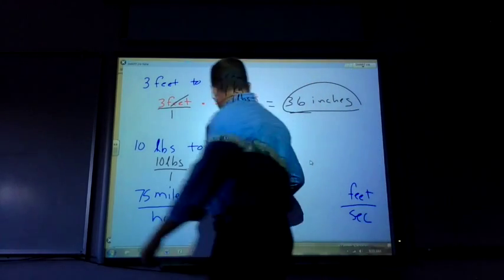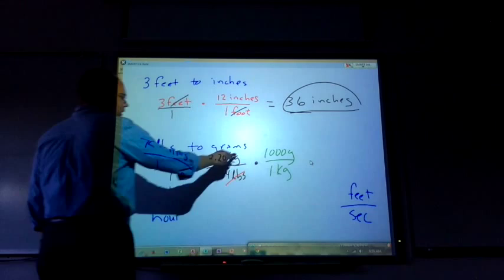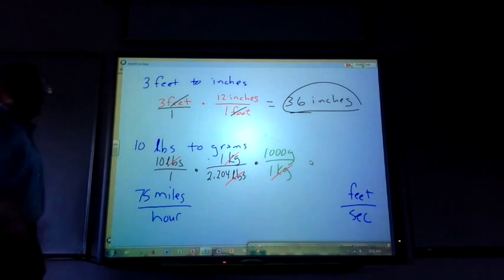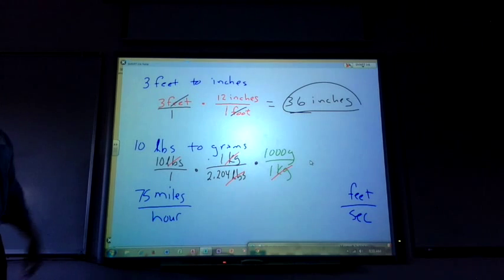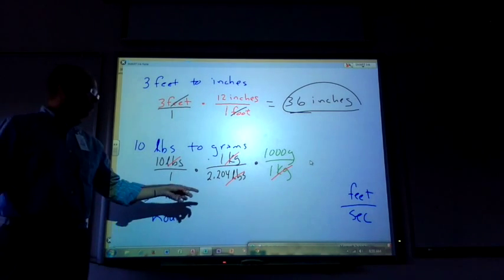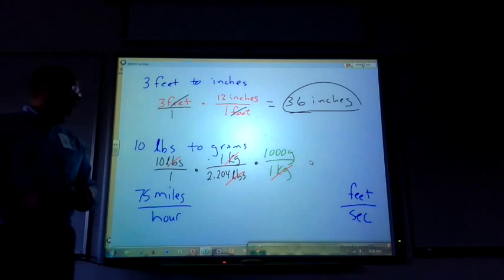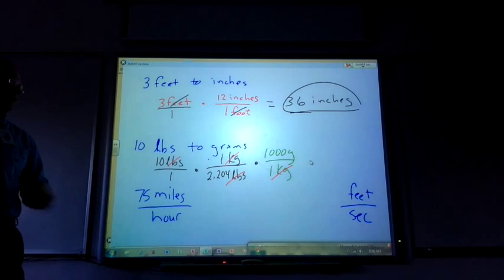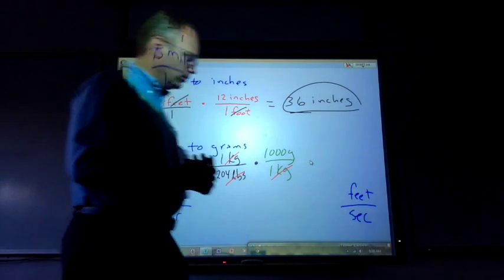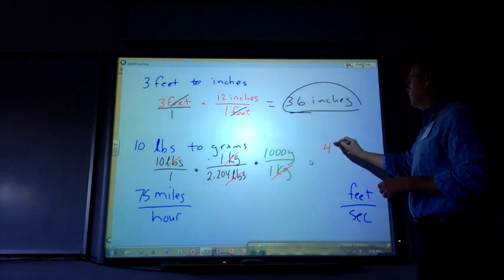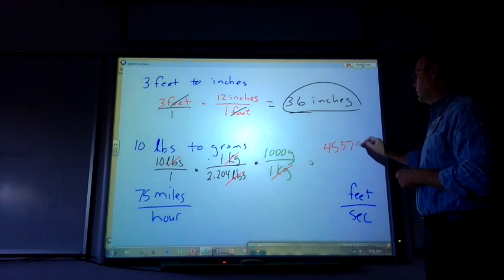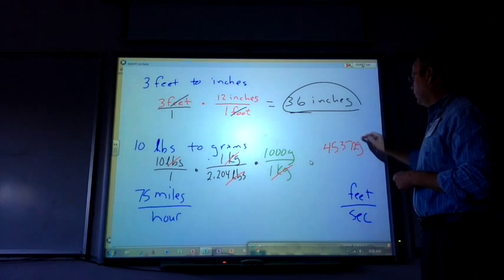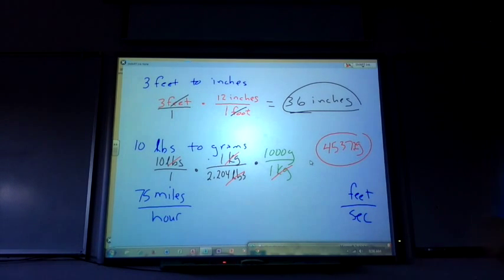By us doing this, LBS cancels LBS. kg cancels kg. Everything cancels out except for g. We want it to be in g, which is grams. So 10 divided by 2.204 times 1,000, enter, times 1,000. 4,537.2. All right. 4,537.2 grams.